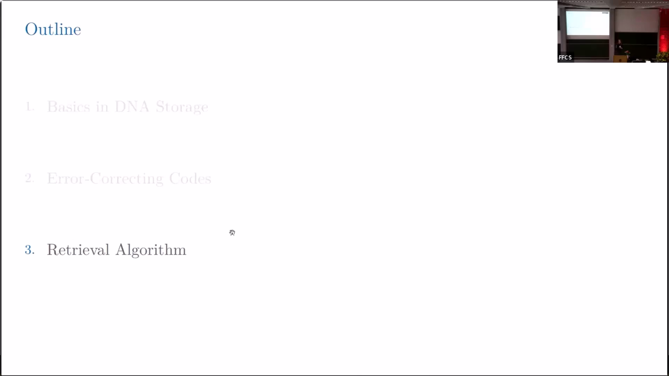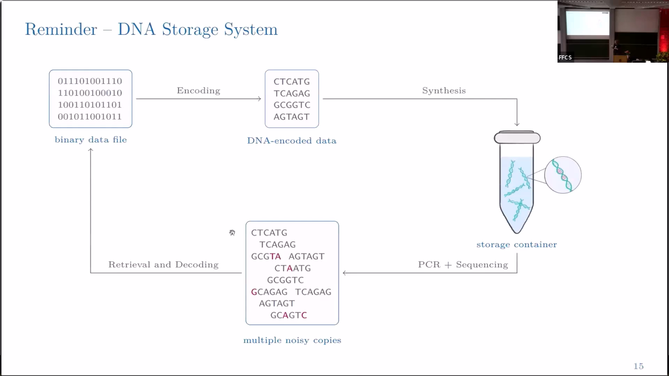But we are also interested in the retrieving process. If we go back to this picture, I said that here we have thousands of copies for each of the strands that we use. So the first one has thousands of copies here, thousands of erroneous copies also. This is also different to coding theory because usually we have just one noisy output, but here we have many. So how do we deal with this?